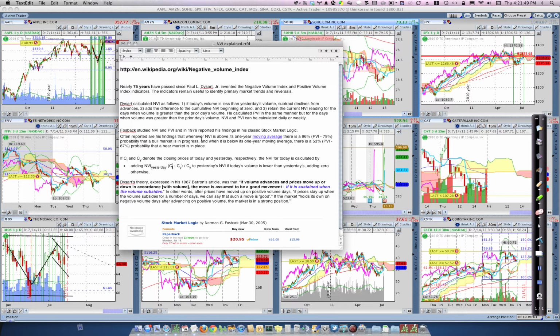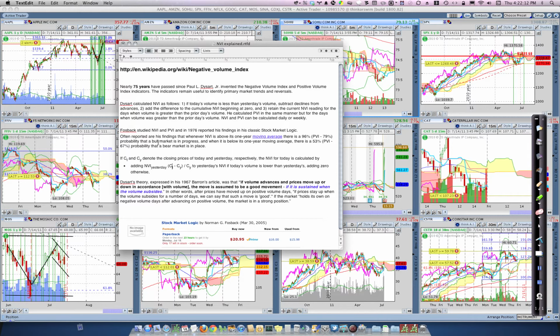Fosbeck said that whenever the NVI is above its 1-year moving average, there's a 96% probability that a bull market is in progress, because his studies were done with the market indexes. The positive volume index is not as accurate, and that's a 79% probability.